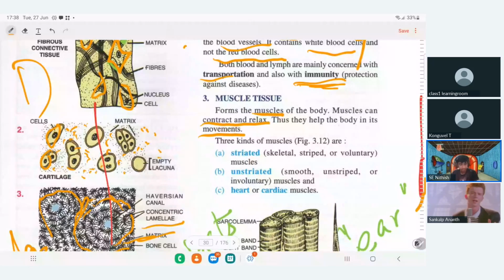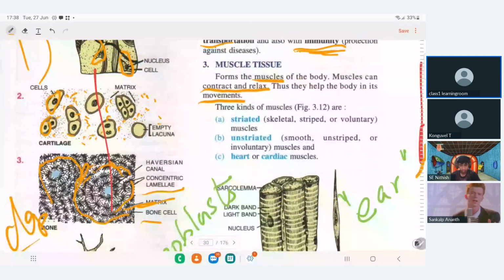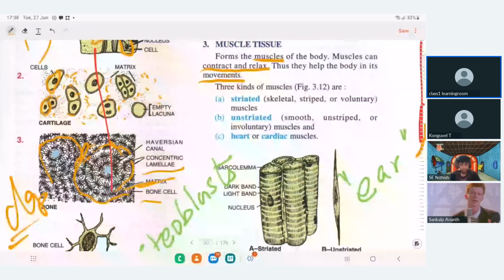Yes, good. And there are three kinds of muscle tissues: striated muscle, unstriated muscle, and cardiac muscle. What are the three types of muscles? Striated, unstriated, and cardiac muscle.